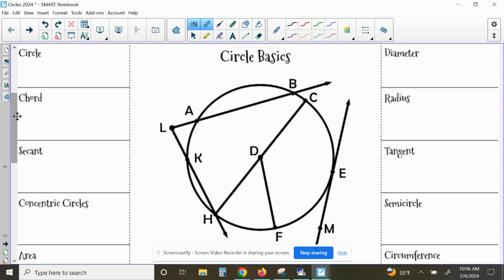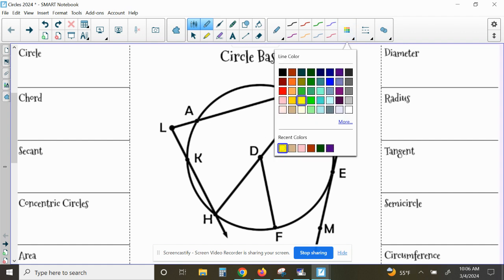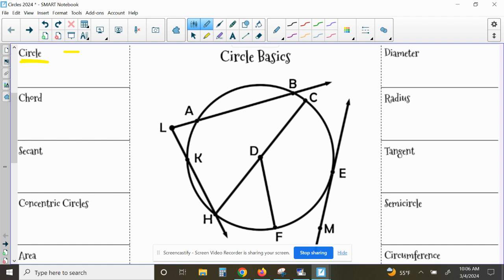Okay? I'm going to start off with yellow. I'm going to go yellow on my circle. I'm going to underline circle. My circle in my picture looks like this all the way around. That is my circle.